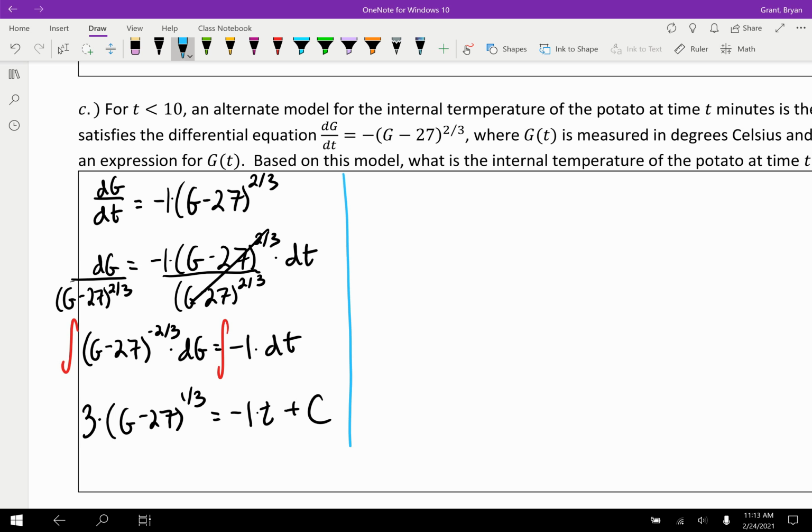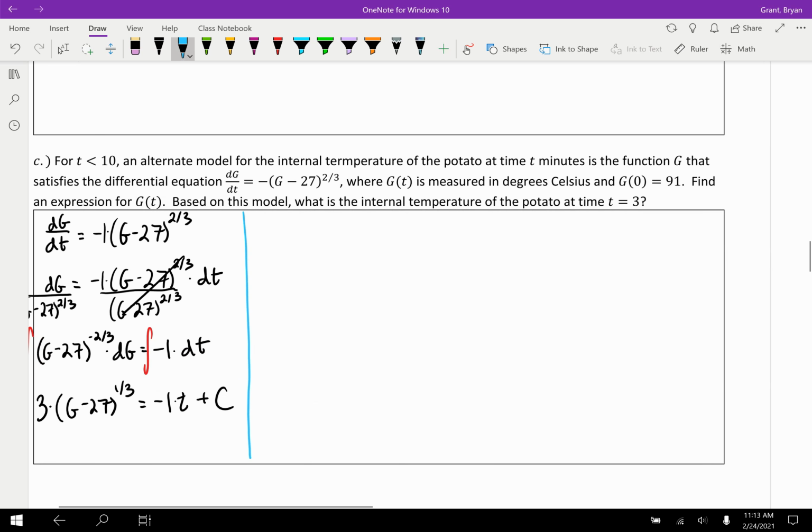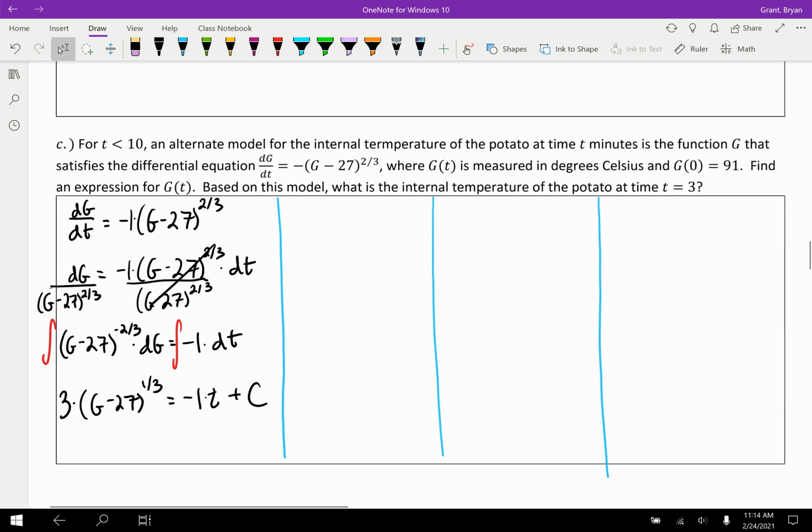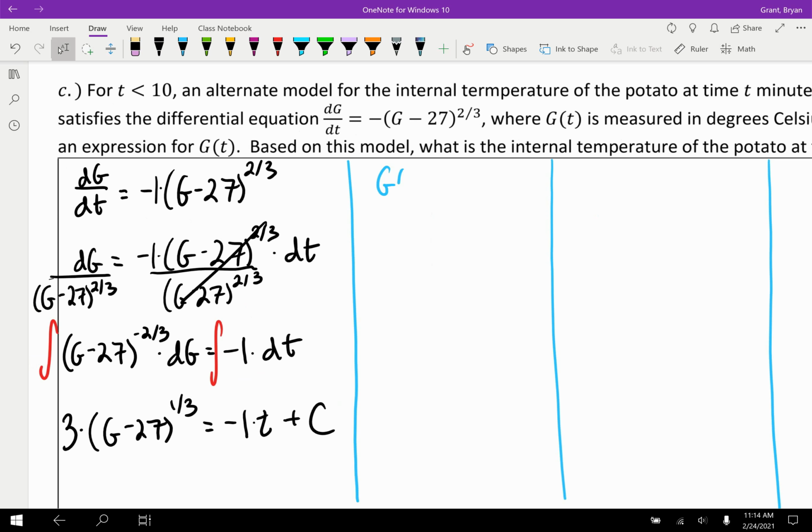Okay, next up, we need to use that initial condition. Initial condition. We are given that g of 0 equals 91. When we input 0 into our g function, the output is 91. Means g is 91 and t is 0. Okay, so we have 3 times 91 minus 27 to the 1/3 power equals negative 1 times 0 plus c.